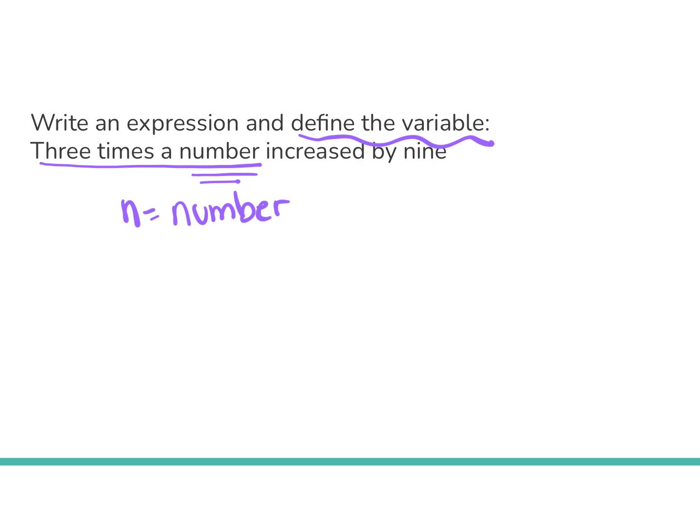Next, I need to come up with an expression. So it says 3 times a number. So I'm going to say 3 times a number. And then it says that it's increased by 9. So an increase means that you're going to add 9 to it. So I'm going to add 9. So the best way, the simplest form to write it would be 3n plus 9.